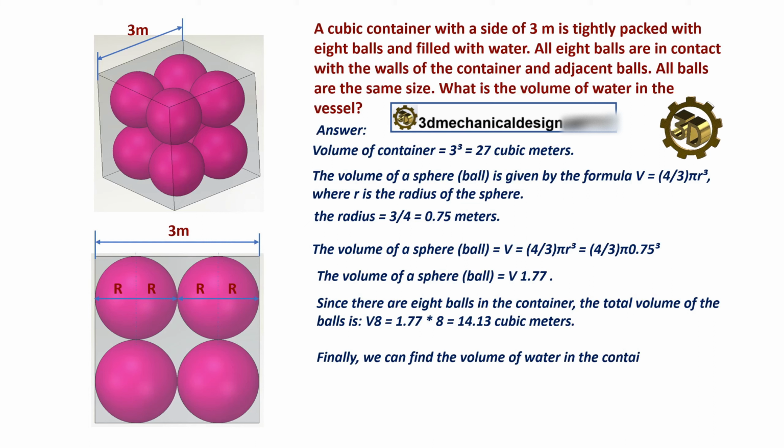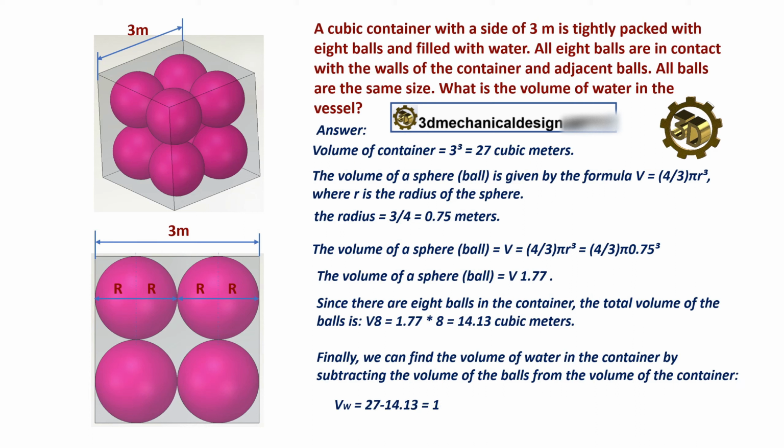Finally, we can find the volume of water in the container by subtracting the volume of the balls from the volume of the container. V equals 27 minus 14.13 equals 12.87 cubic meters.